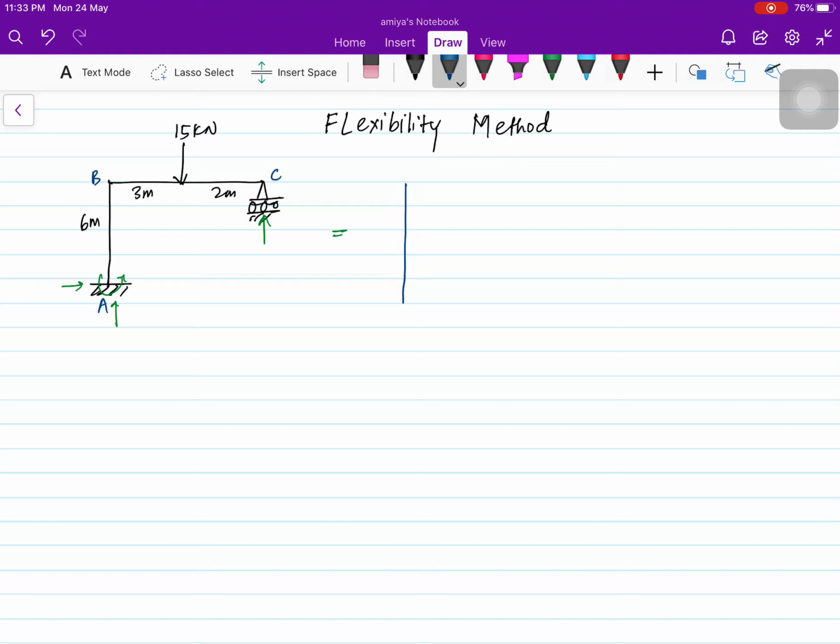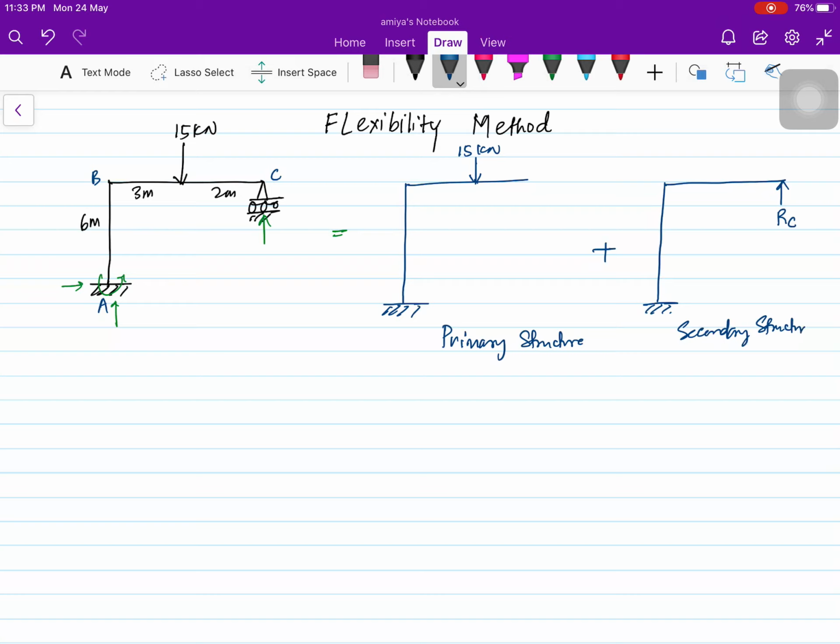Two structures: a primary structure, with the load of 15 kilonewton, and a secondary structure. In the secondary structure there is no load, and the support C we are going to take as a reaction, RC. So this is our secondary structure.